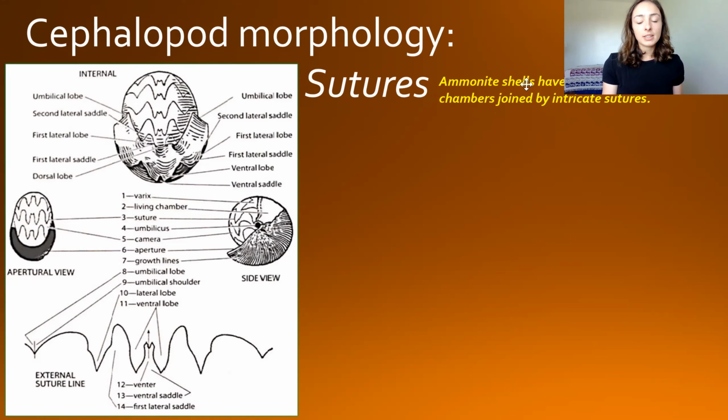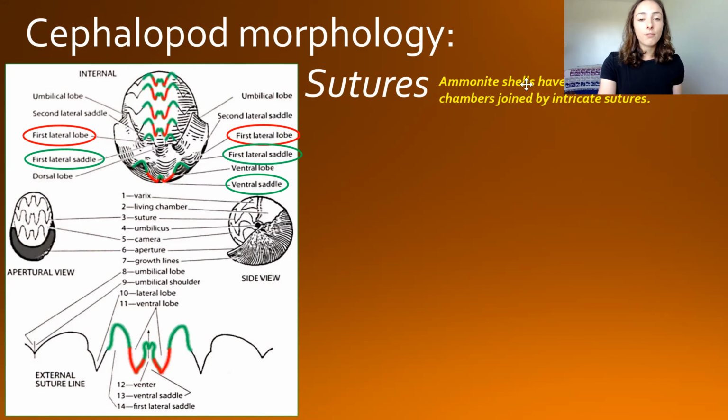The saddles are basically the features in the suture that point toward the head, and the lobes are the features that point away from the head. So if we label this as we go from the center to the outer parts of the shell, we have the ventral saddle in the center of the shell, which is pointing toward the head. Then we have the first lateral lobe pointing away from the head.